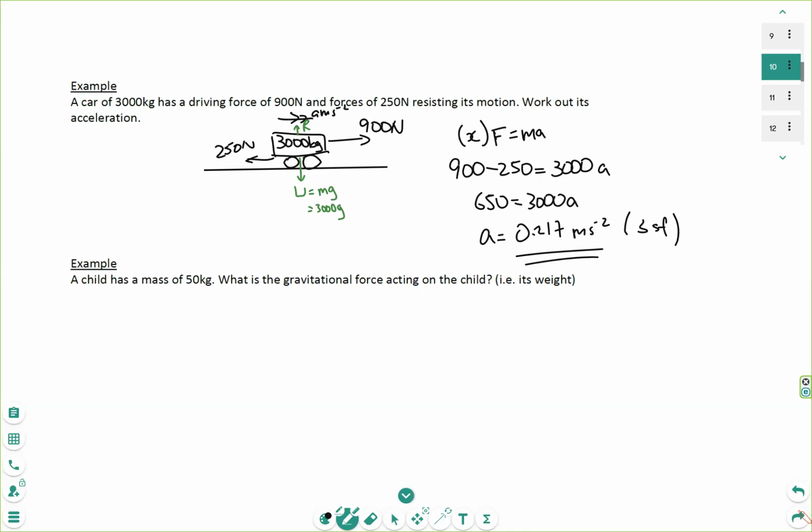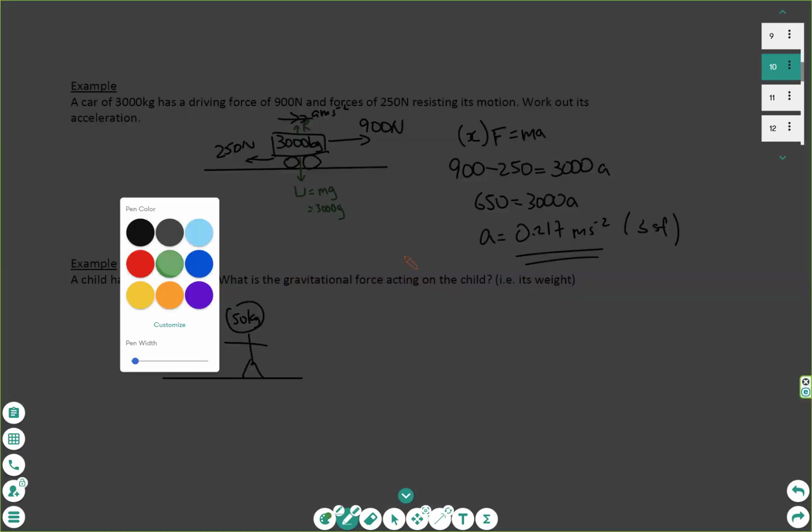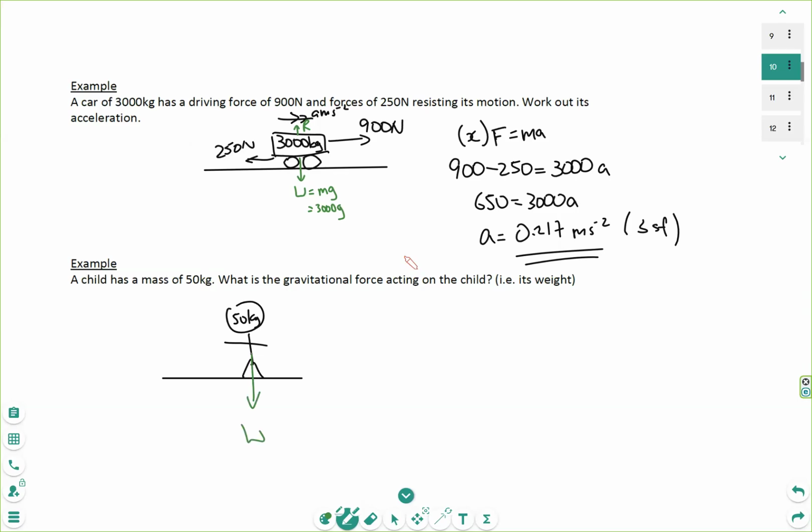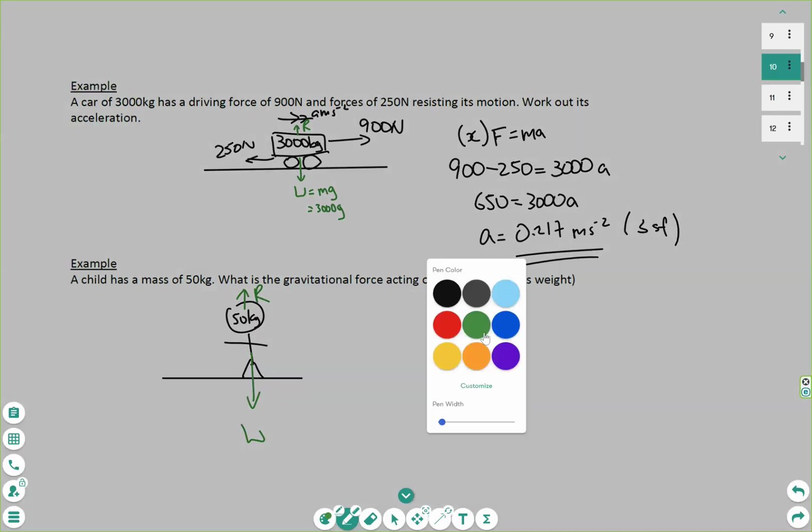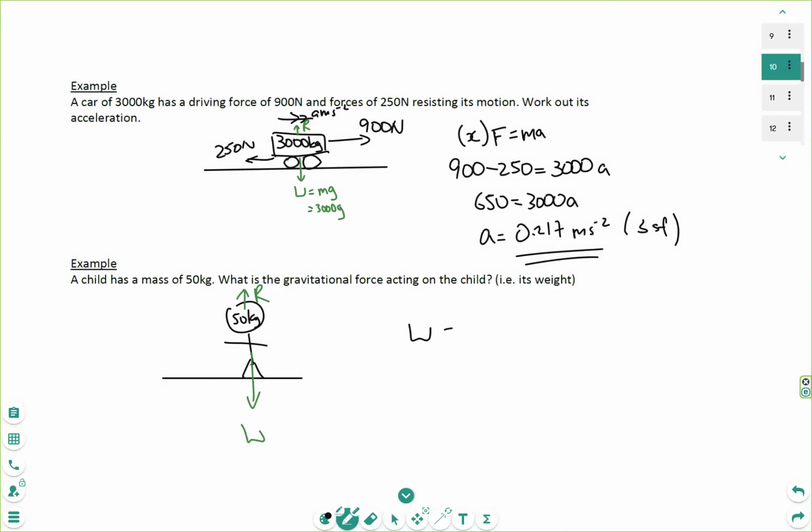Example: a child has a mass of 50 kilograms. What is the gravitational force acting on the child? That is the weight. The child is standing on the ground, so we've got 2 forces on the child. The first one is the weight, and the other is the reaction. We know the weight equals mg, which is the mass 50 times the gravity 9.8, which is 490 Newtons. So that's the weight.